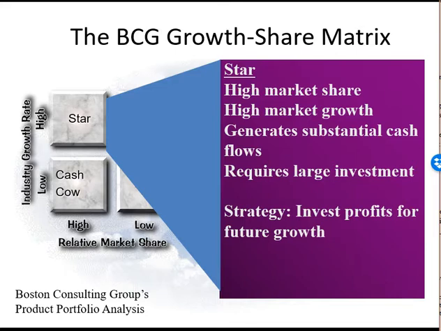So first we have the STAR. This is a business unit that has high market share in a high growth industry. So it would generate substantial cash flow, but also require a large investment. So think about companies that have very successful technology products. Maybe you could think of an Apple, or maybe you think of Tesla. Both of those companies have high market share in a high growth technology market. So they have to consistently reinvest their profits for future growth.